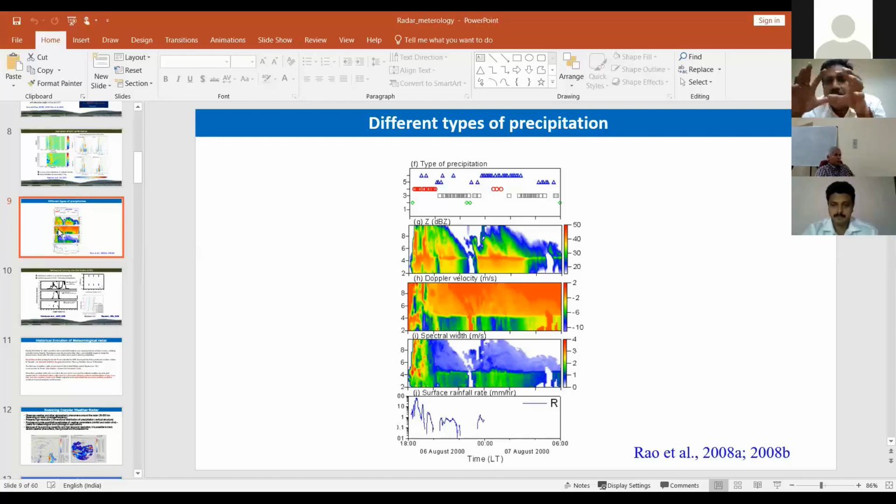But once that big aggregated particle melts, it becomes small, and then again you get the actual backscatter at lower heights. Only close to the 0 degree isotherm level, you get a strong backscatter. That is what we call the radar bright band.